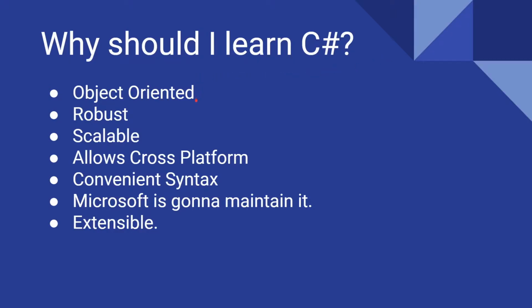The reasons are: it is object oriented, it is robust, scalable, it allows cross platform, which is very important and a big feature of C Sharp. It has a convenient syntax. So the reason I wrote here convenient and not easy, because the easiest syntax is Python syntax, and one of the hardest syntaxes for beginners is C or C++.